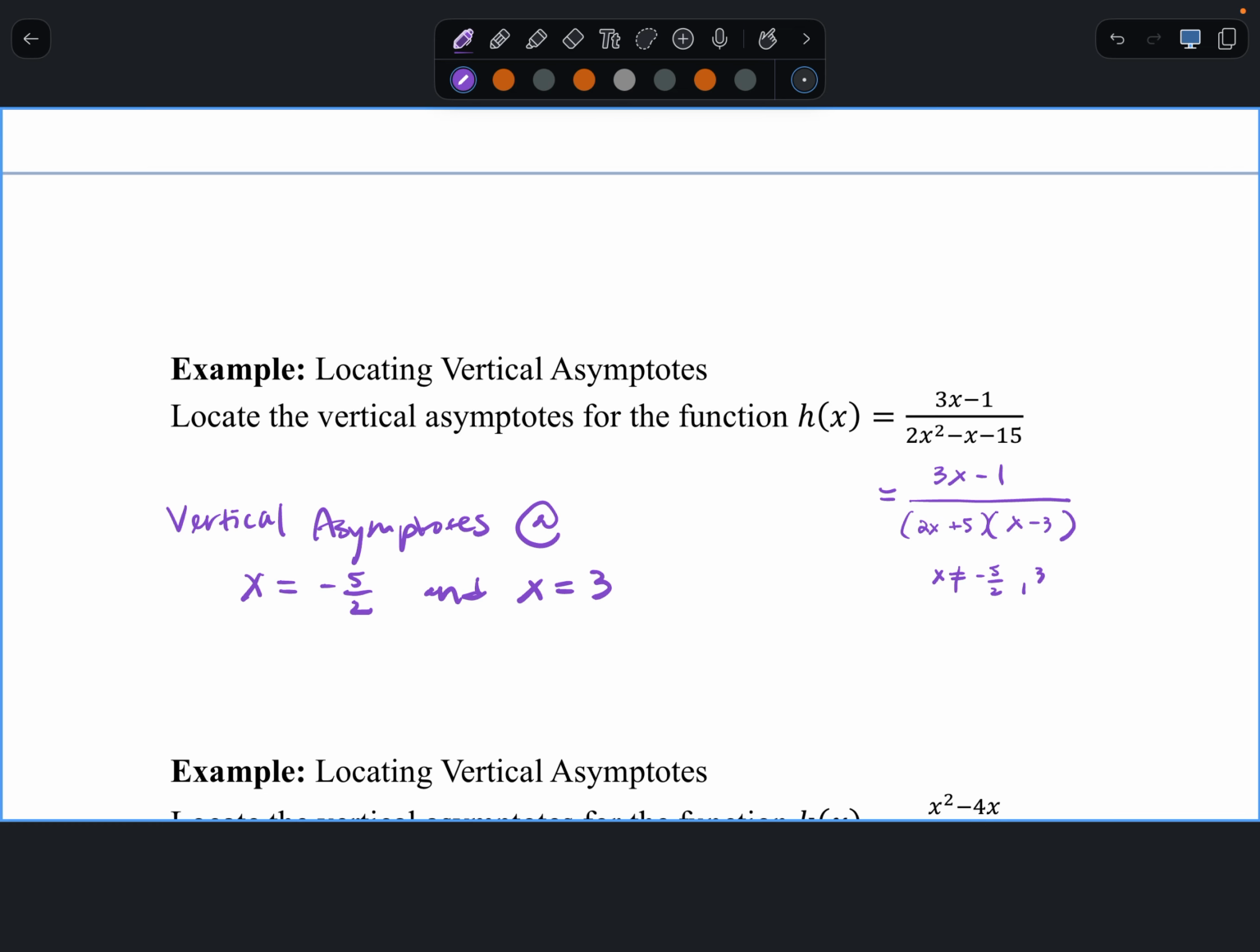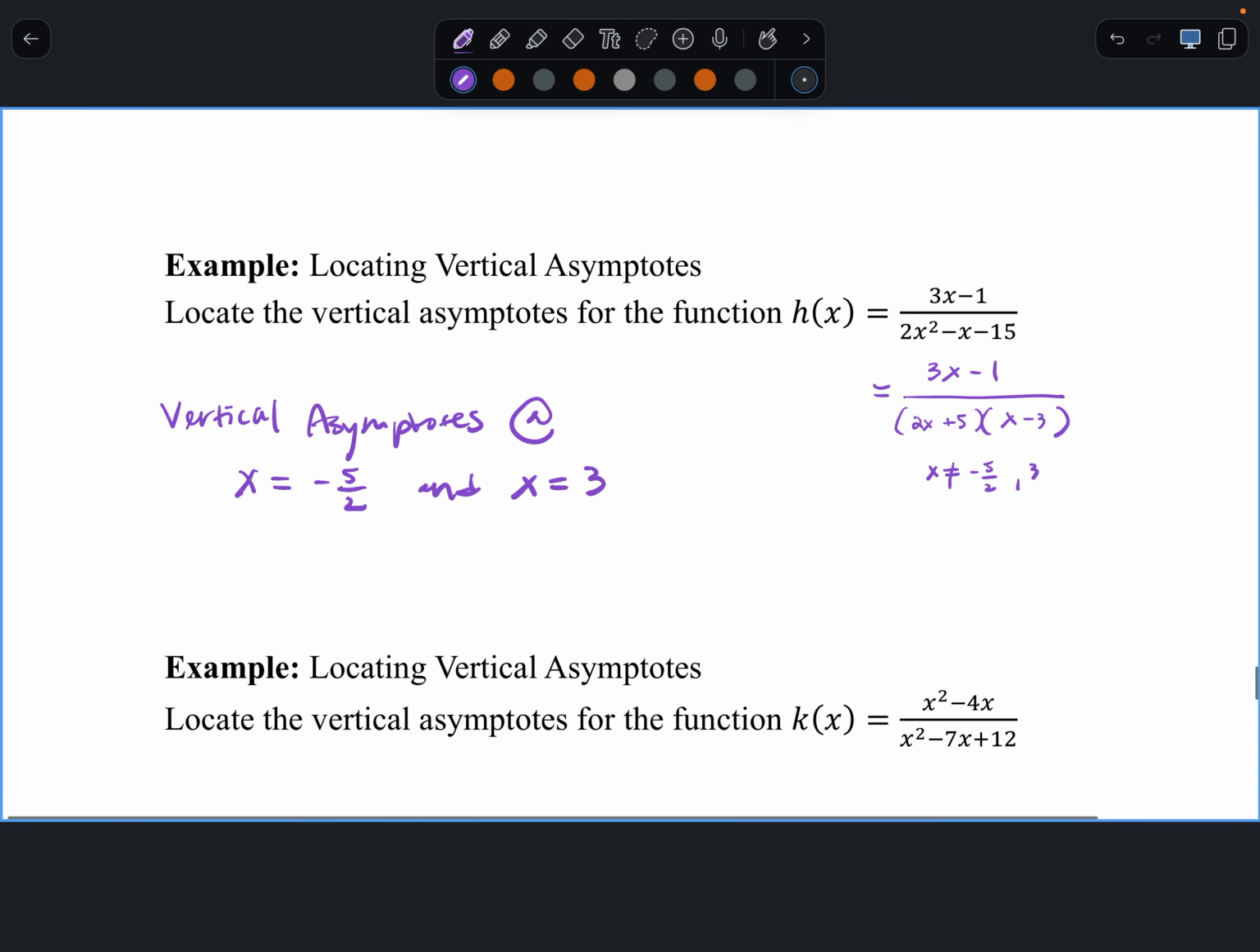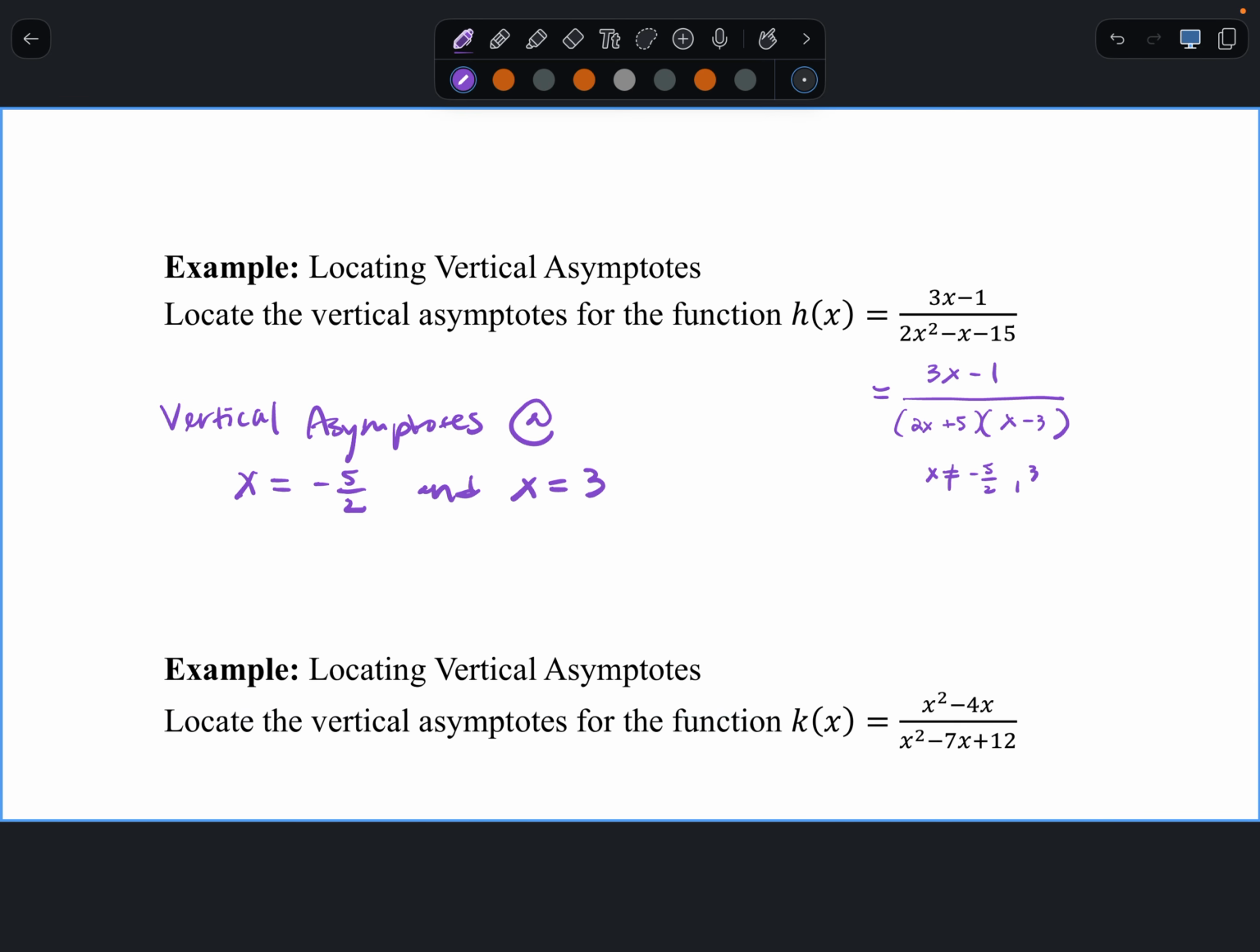Because when you plug it in, it's like a number over 0. Yeah, because if you were to plug in either of those values, you'd get a non-zero real number over 0. So that means vertical asymptote.